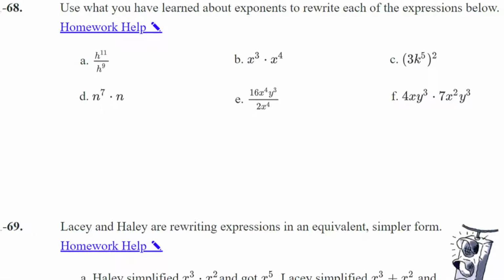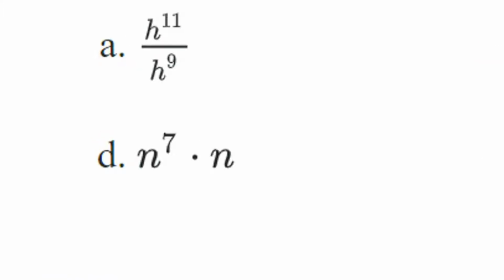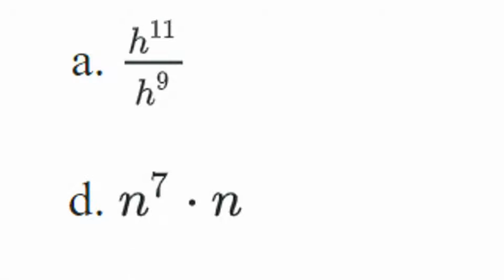In 68, it says use what you have learned about exponents to rewrite each of the expressions below. So if I look at A, I can see in my numerator I have 11 factors of h, and in the denominator there are 9 factors of h. So I can rewrite this as h to the 9th power times h to the 2nd. If I look at that numerator, that's exactly 11 factors of h, right? 9, 10, 11. In my denominator, I had h to the 9th power.